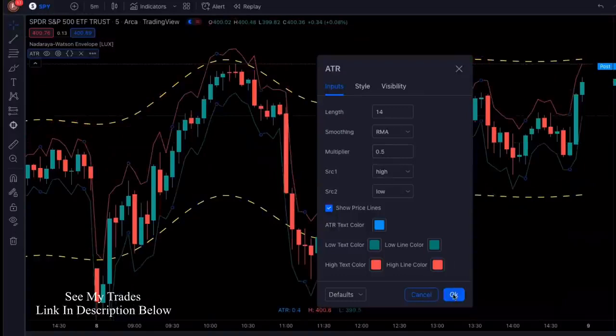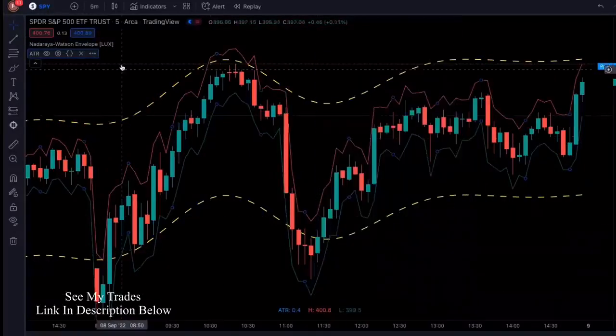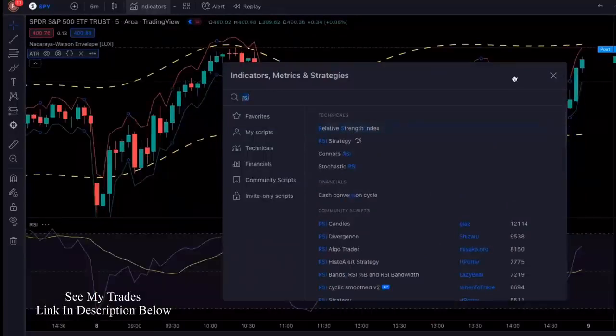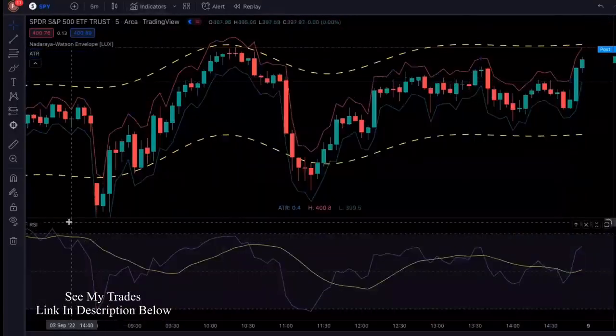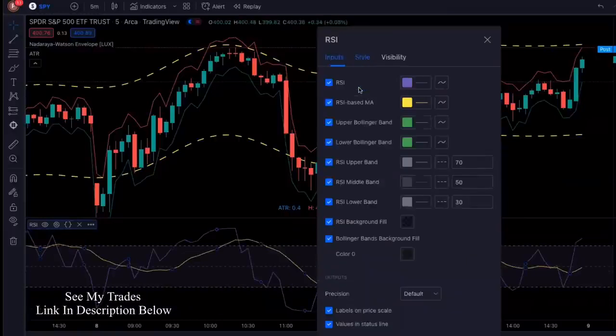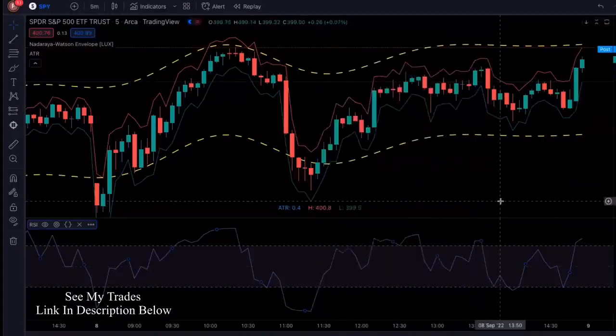Click OK. The next and the third free indicator we're going to add is the RSI, the relative strength index. Go ahead and add that. And then we're going to go into the settings for the RSI as well. The RSI length, we're going to change to 5. So instead of 14, we're going to use the 5. And in styles, we're going to remove the RSI based MA. Don't need that. And we're also going to get rid of the middle band. We're not going to be using that as well. All right. Now our setup is complete.